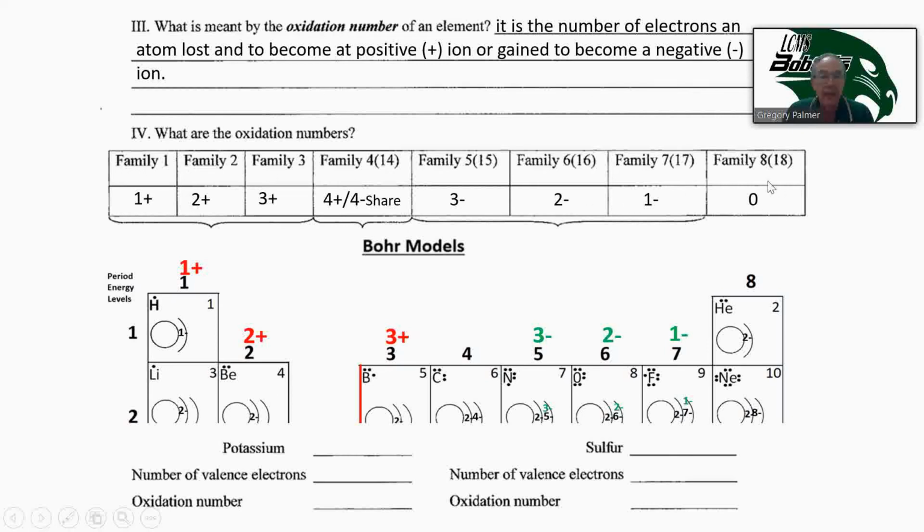So the oxidation numbers are directly related to the family numbers because the family numbers indicate the number of valence electrons. So again, in family 1, 2, and 3, the oxidation number is the same as the family number. And in family 4 as well. And then in families 5, 6, and 7, it's the family number plus the electrons to get to 8. 5 plus 3, 6 plus 2, 7 plus 1.